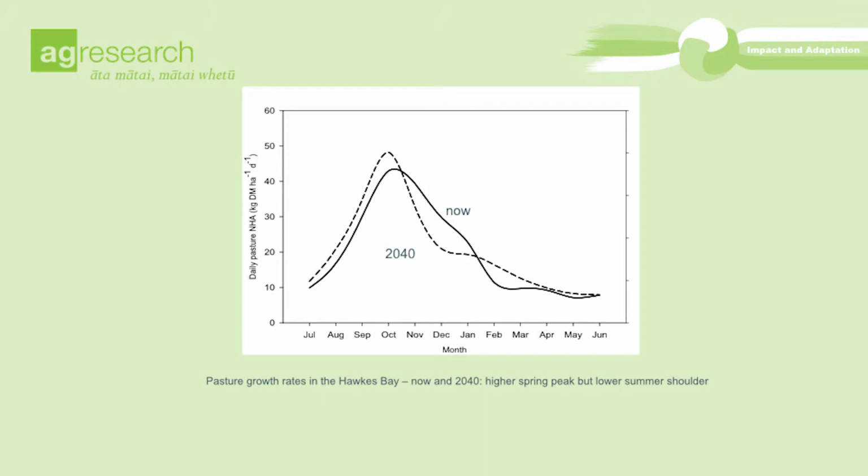So for example, here we have the Hawke's Bay. The solid line is now, so this is months at the bottom, and your pasture growth rate on the side. For those who are not familiar with pasture growth curves, basically how many times do you have to mow your lawn in a month? Okay, so in winter, maybe once a month if you're lucky, spring, and then autumn and winter again. So the solid line is now, and the dashed line is an average curve for 2040. So you'll note that the peak in spring is a little bit higher. But what we're missing here is this sort of summer shoulder.